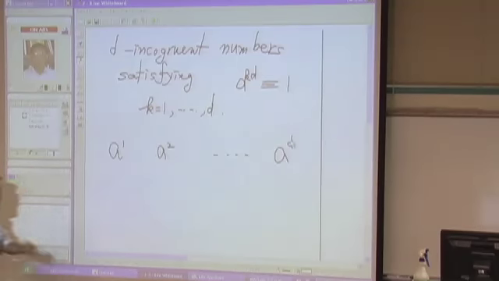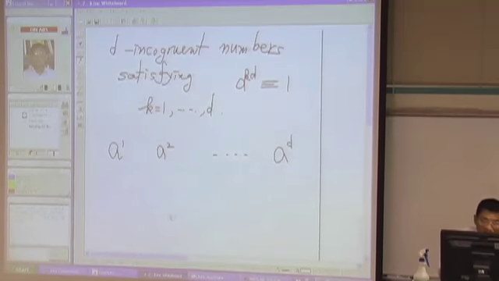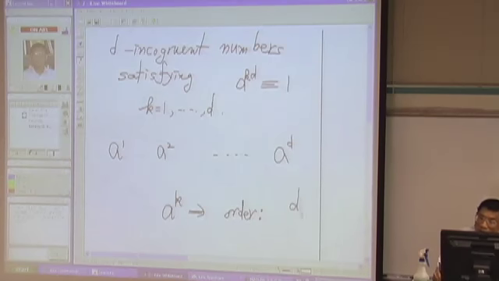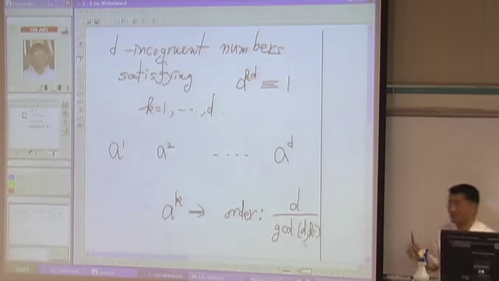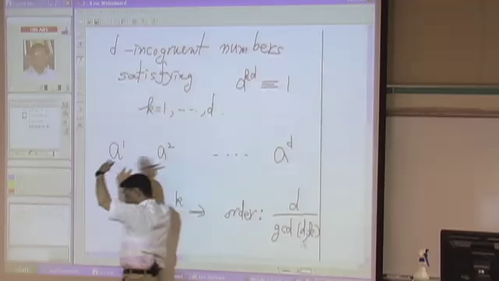Then among these, consider a to the power of k. What is the order of a to the power of k? The order of a to the power of k is d over gcd of d and k. I proved this before. So many small things that we proved before are claimed and used.